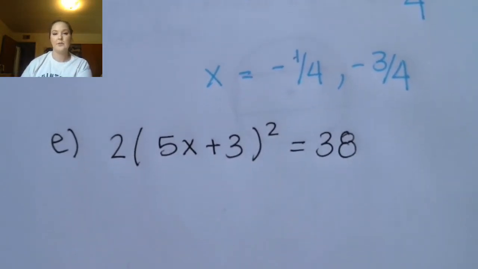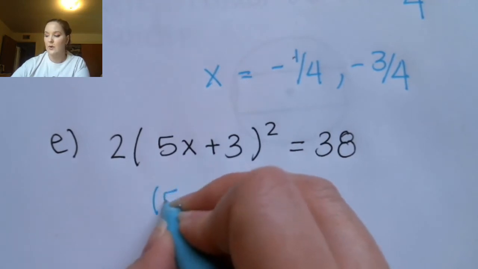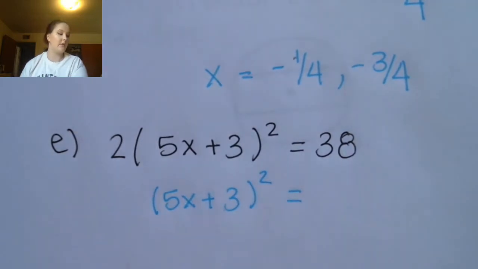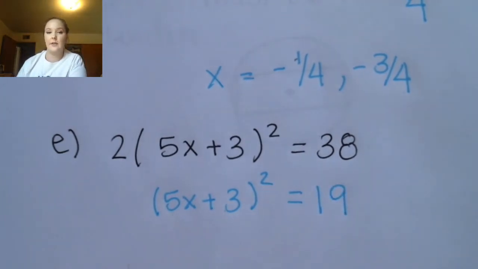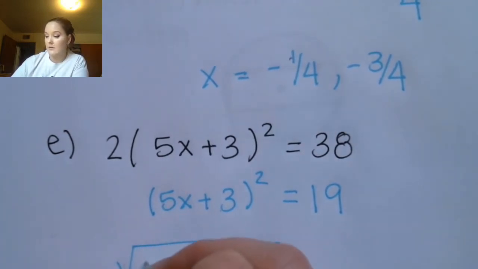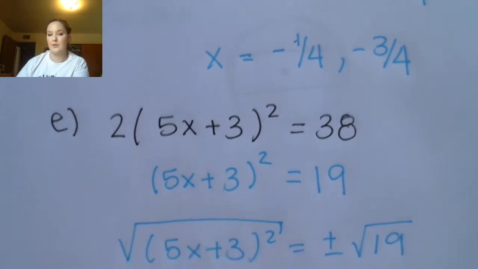So I'm going to try to isolate my square, which is here. The first thing I'll do is divide by 2 on both sides. So 38 divided by 2 gives me 19. Now I'm going to take the square root of both sides, and I'm not forgetting my plus or minus.